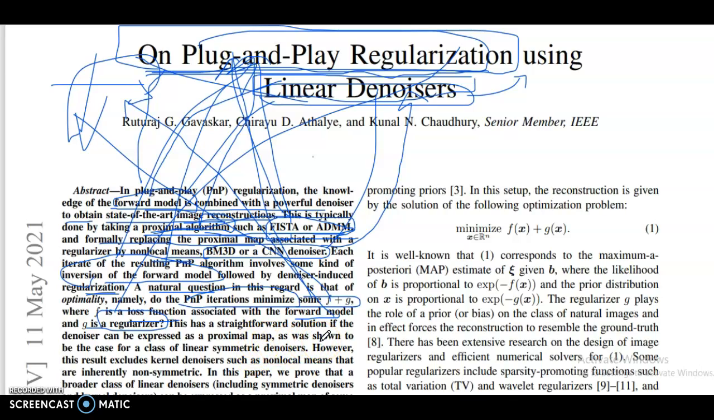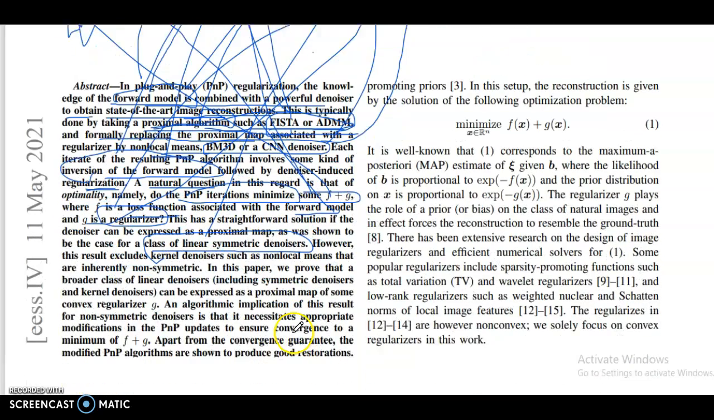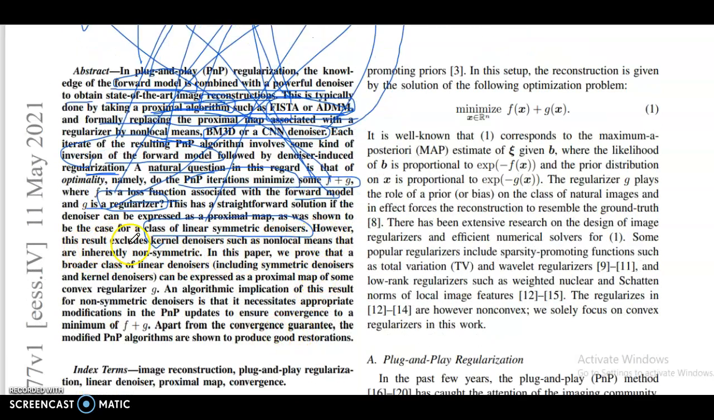Straightforward solution if the denoiser can be expressed as a proximal map, as was shown to be the case for a classical class of linear symmetric denoisers. However, this result excluded kernel denoisers, such as non-local means, that are inherently non-symmetric.